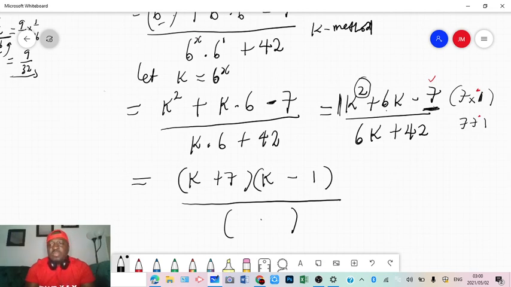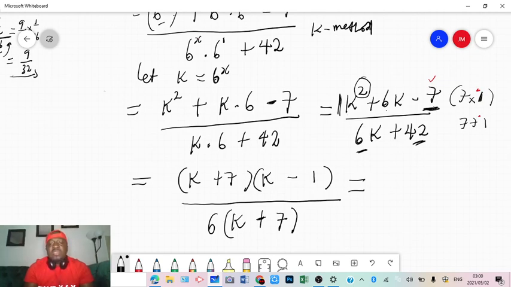Then on the denominator, look out for a common factor. So your common factor, 6 can go into 42, 6 can go also into itself. So 6 is a common factor. When 6 is out, I'm left with k here. And when 6 goes into 42, it's going to be 7. 6 times 7 will give me 42.